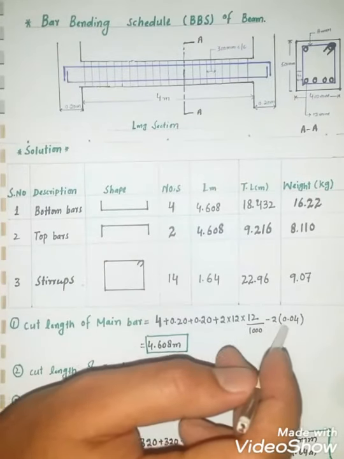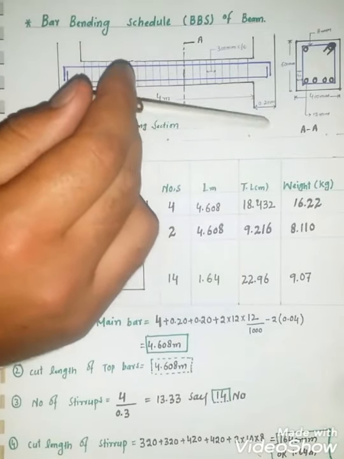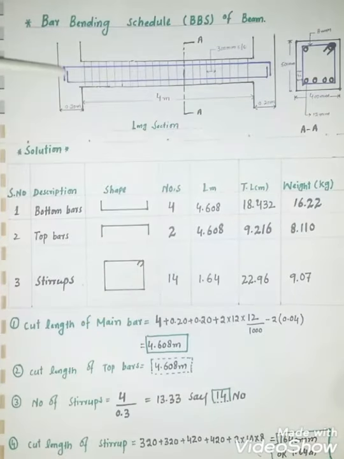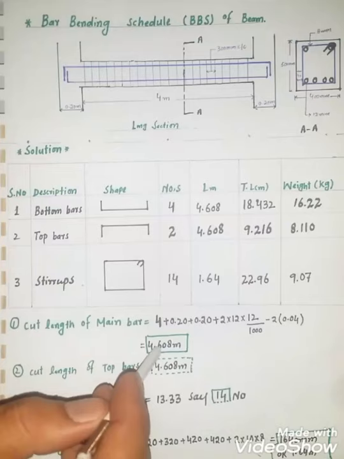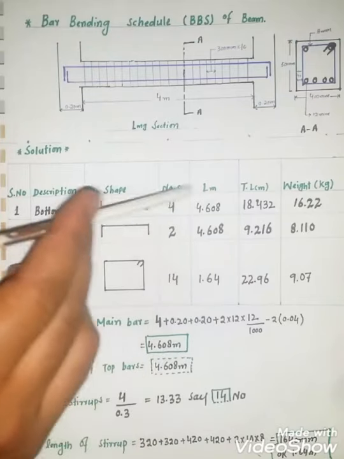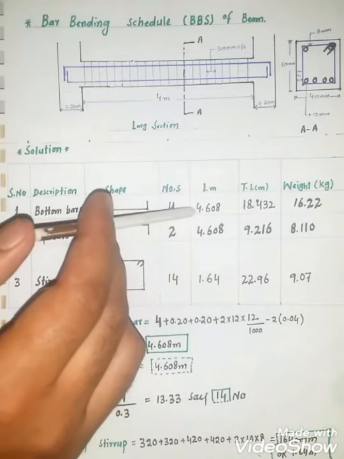Minus 2 times the concrete cover, one from this side and one from this side. Cut length of main bar is equal to 4.608 meter. This is the cut length for the bottom bar.